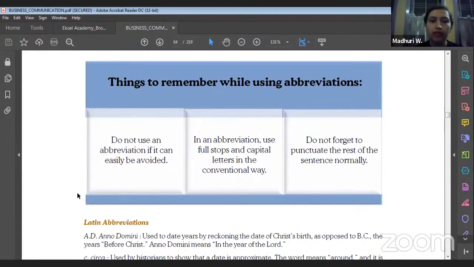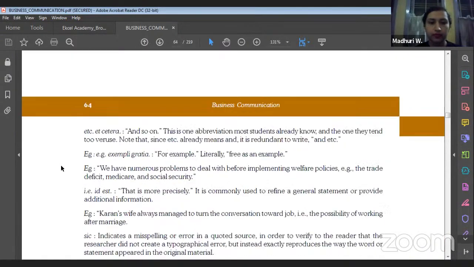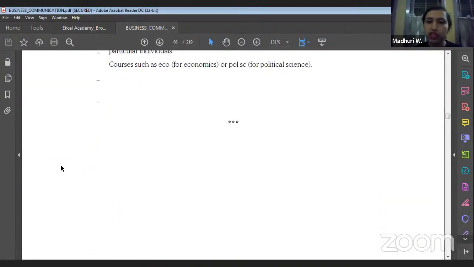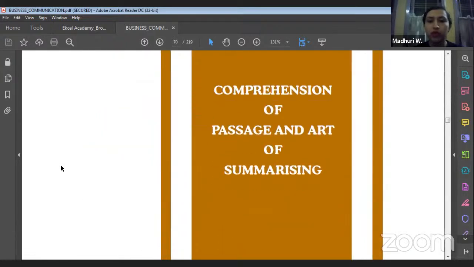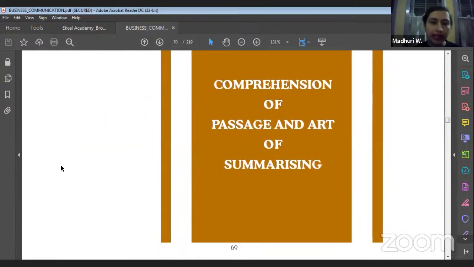One thing that we didn't cover earlier during abbreviations was things to remember while using abbreviations. Do not use an abbreviation if it can be avoided easily. In an abbreviation, use full stops and capital letters in a conventional way, and don't forget to punctuate the rest of the sentence normally. So that's pretty much it when it comes to enriching your vocabulary.